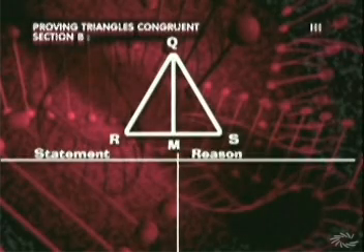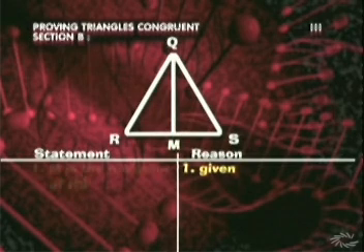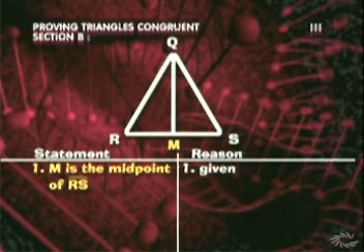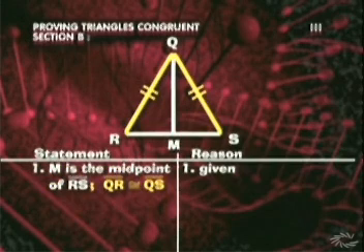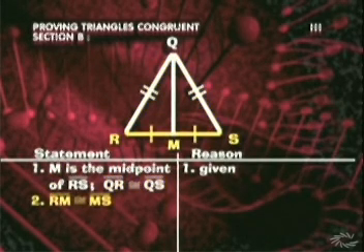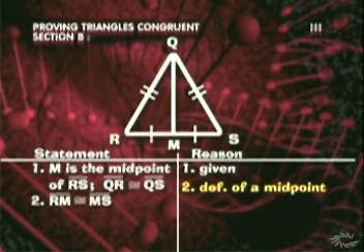Our first step is to put down all of our given information. M is the midpoint of RS, and segments QR and QS are congruent. Our second step is to state that segments RM and MS are congruent. That's the definition of a midpoint. So, now we've got 2 pairs of sides congruent. The pair we're given, QR and QS, and the 2 that are divided by the midpoint, RM and MS.